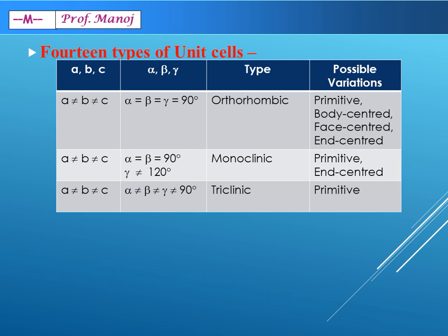The first type is where alpha, beta and gamma are all equal to 90 degrees, orthorhombic, and this is the only type where all four variations are seen: primitive, body centered, face centered and even end centered. The second type is where one of the angles is not 90 degrees, called monoclinic. Variations are only two, primitive and end centered.